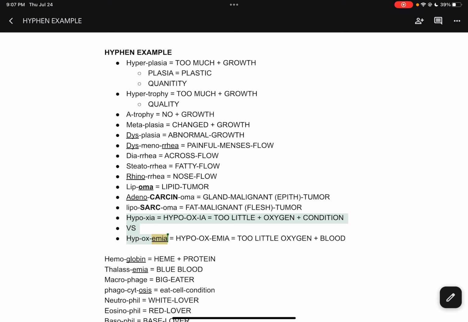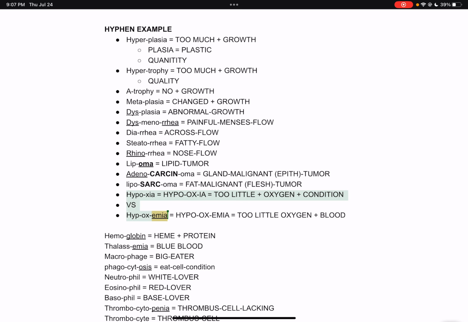When you have low oxygen in your blood, your whole body is now not going to get enough oxygen, right? So when you have hypoxemia, that is going to cause hypoxia because the blood determines what happens to the tissues. So that emia is super important because the blood is literally the most important thing ever.